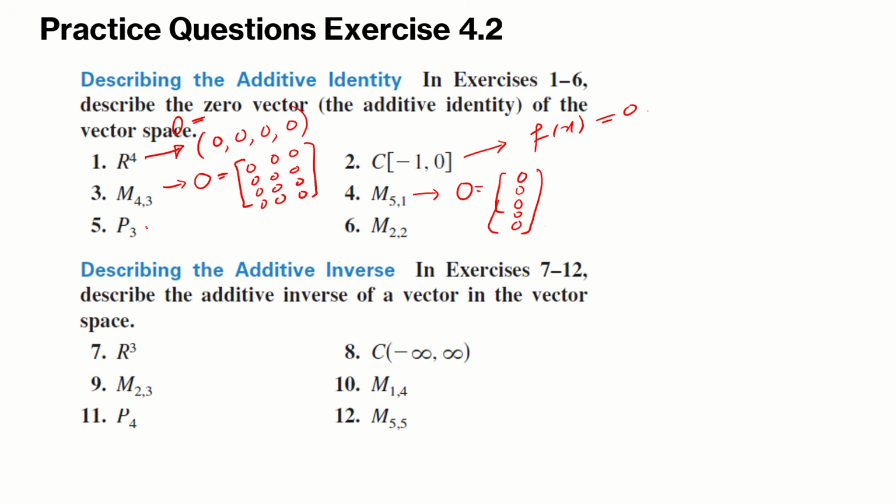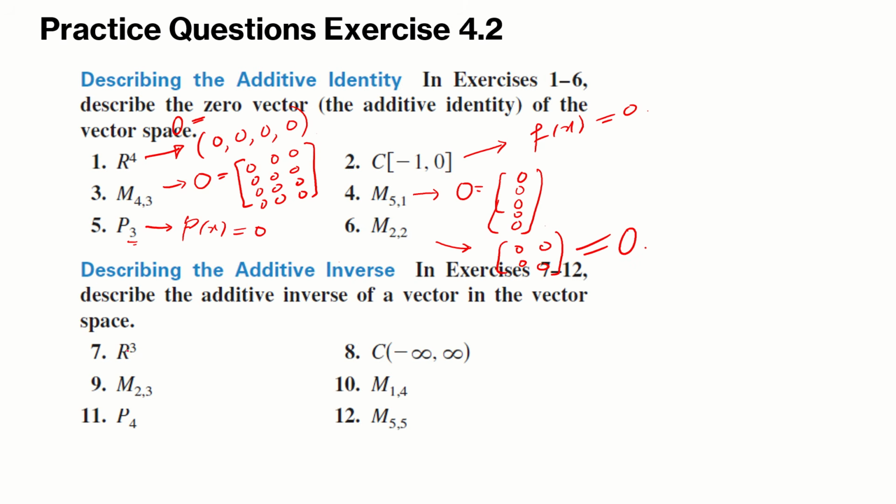It's a polynomial of degree 3. So in this case, polynomial less than or equal to 3. So in this case, we take a small p of x that is equal to 0 is the additive identity in this case. Where in this case, 2 cross 2 matrices, so we'll take 0, 0, 0, and 0. This is R0 in this case. Okay.